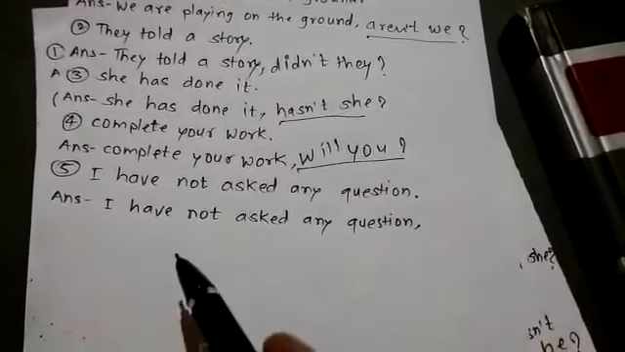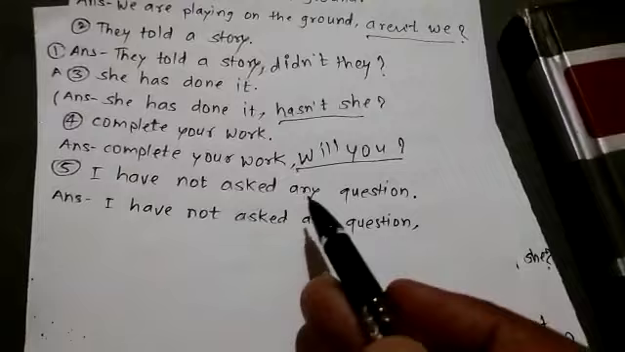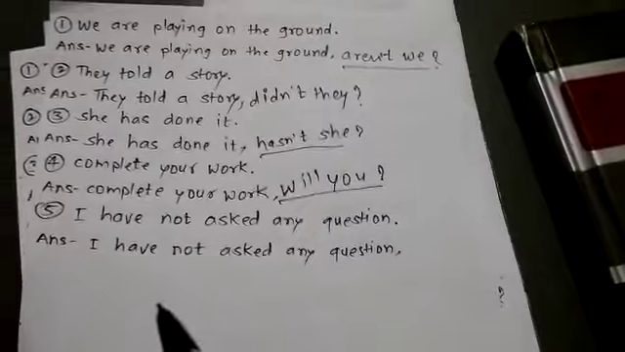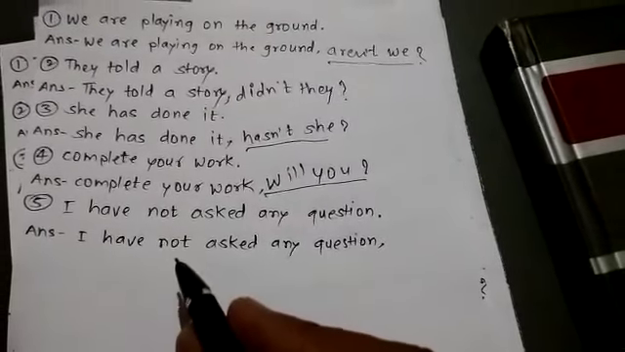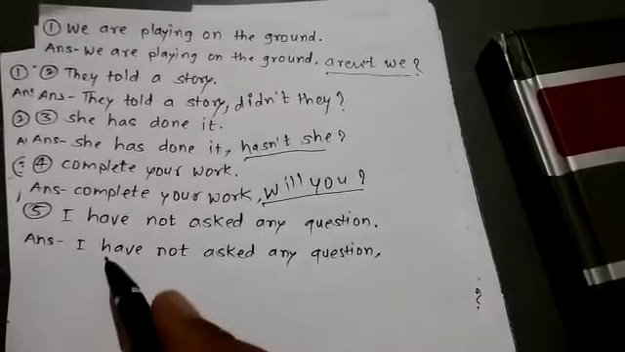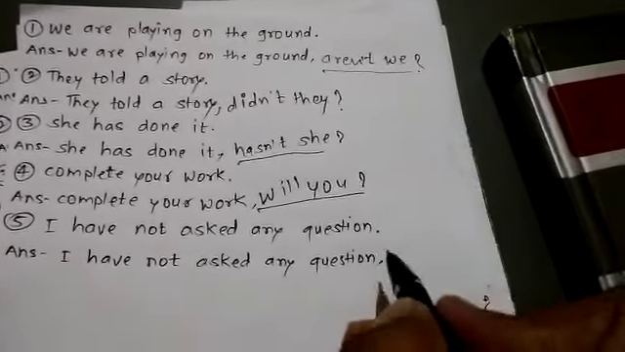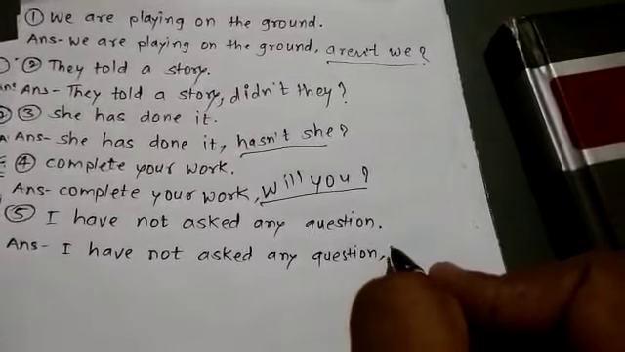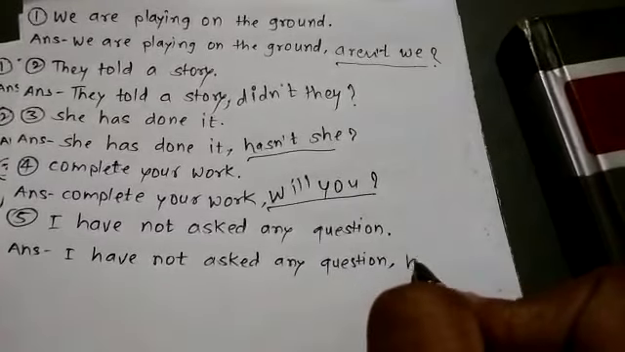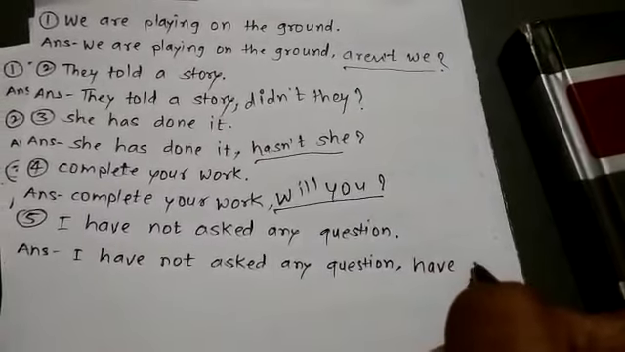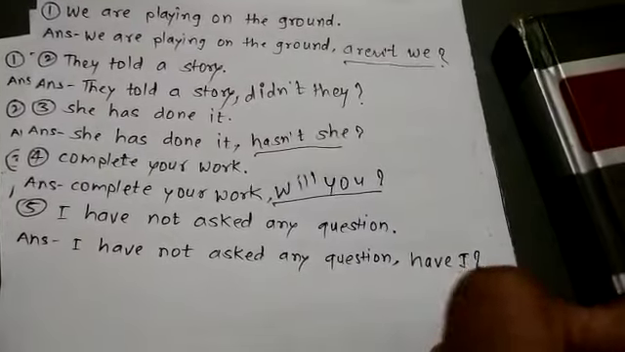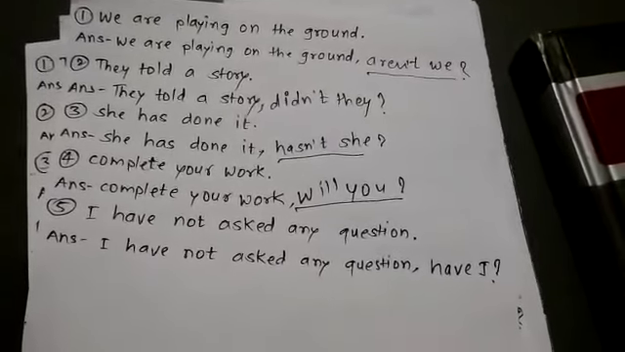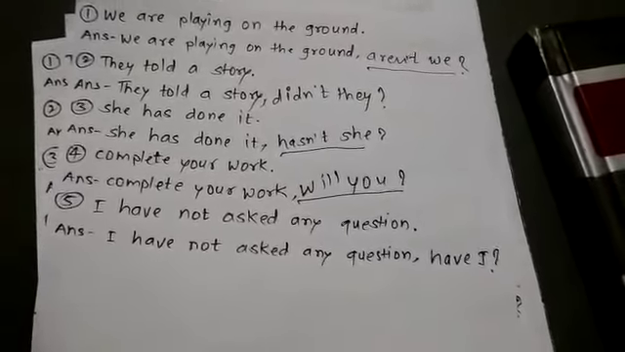Then come to the next question. "I have not asked any question." See the example, "I have not asked any question." Now here it's present perfect tense, but the word "not" is already given. So here you will have to avoid repetition of "not". So here you will have to take simply "have", and then "I", and after that this sentence will end with a question mark. In this way, I will give you certain examples also for solving. Thank you very much.